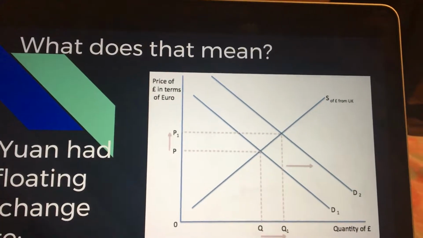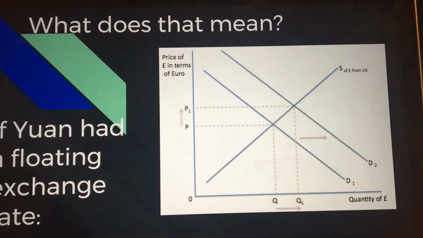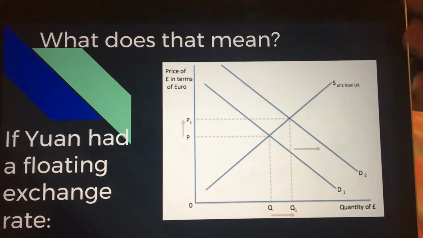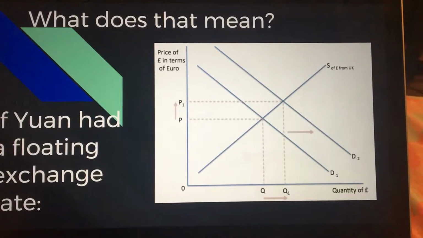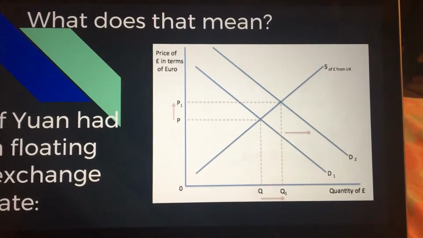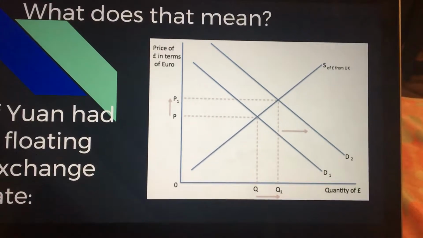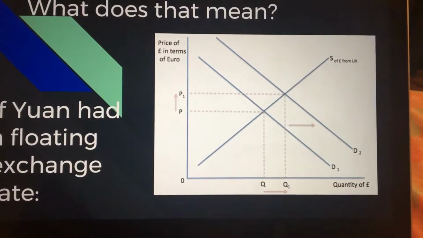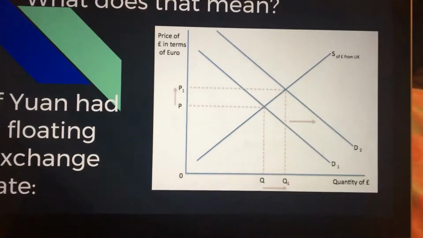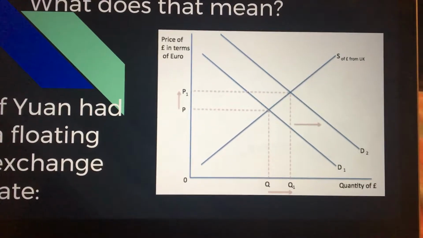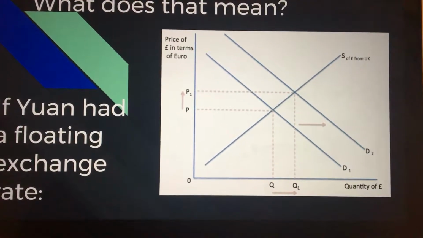So what does that mean? If yuan had a floating exchange rate, which it does not, this would be the graph. Floating exchange rates can be shown on supply and demand diagrams. This is just an example, so we're using pounds in relation to euros. On the y-axis, we have the price of pounds in terms of euro. On the x-axis, we have the quantity of pounds.